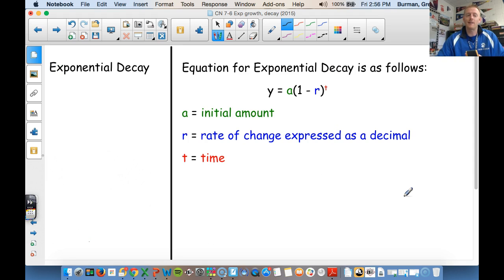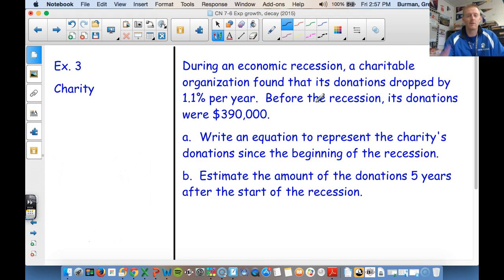Exponential decay is the exact same thing as exponential growth, except it's decaying, therefore it is going downward, decay down. And so the formula, instead of being a plus R, is a minus R. So we'll do another example just like that, and then we'll be done for the day after you have your response question for us. So again, we'll use that formula.